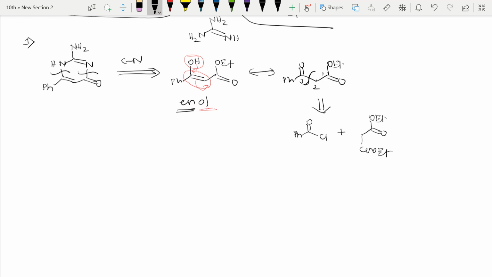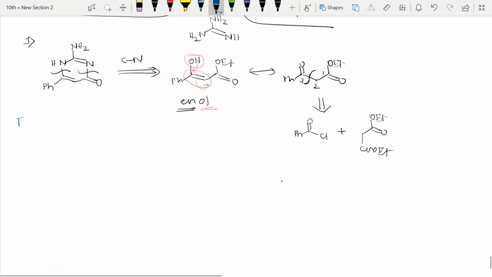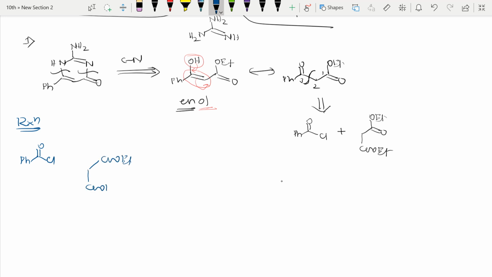If I want to write the reaction, let us see how I can write. So with the blue marker I will write the reaction. So the last things I have are Ph COCl, and here COOEt. This and this are both the same, right? See, this I can also write like this. See here, COOEt, and here COOEt, simply.